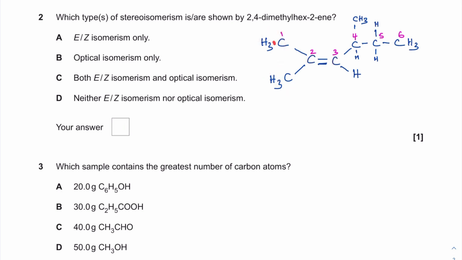If they're the same, you cannot form geometrical isomerism, which means you cannot form cis and trans or E-Z isomerism. So therefore, it's going to be B only, and so the answer is B. So we put B in the box.